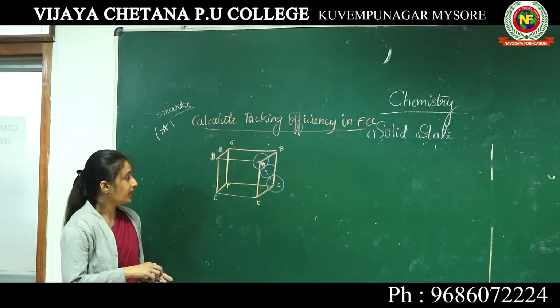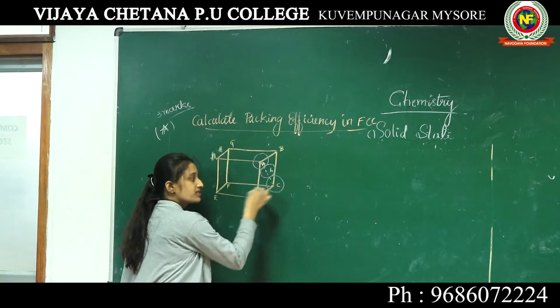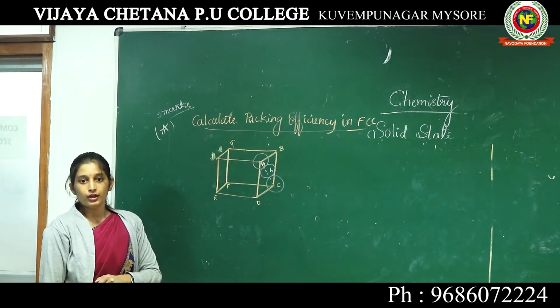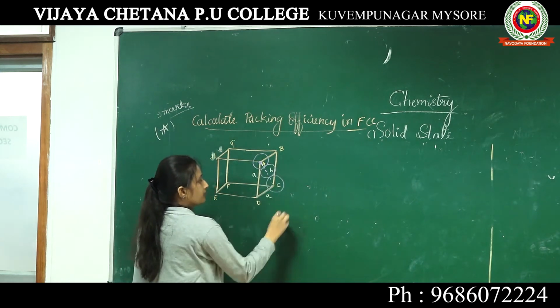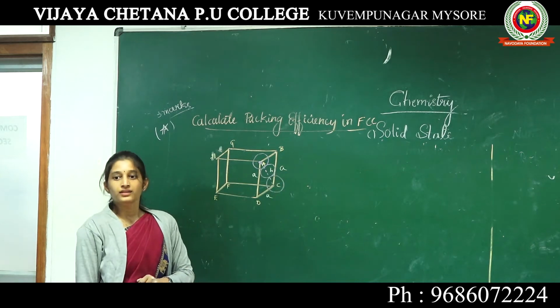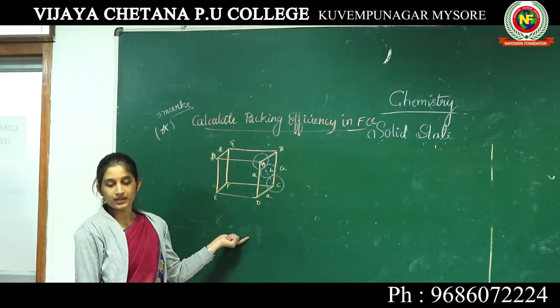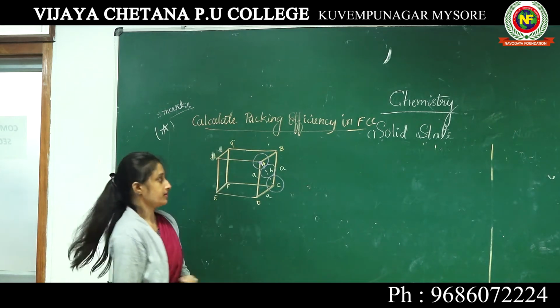This is the face diagonal. So I will name it as b, from A to C. You know all the edge lengths are a, a, a, a. This is regarding the diagram.